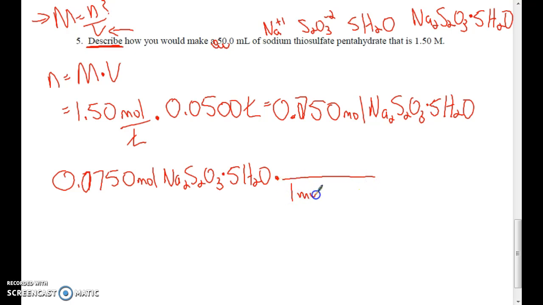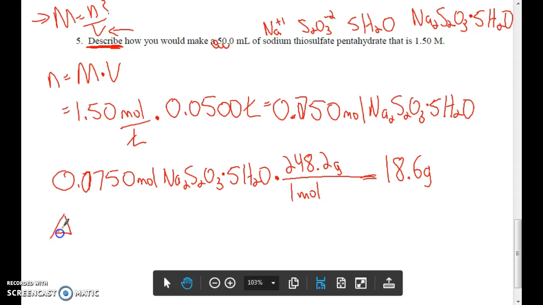1 mole goes on the bottom, so I don't run out of room. I'm not going to rewrite the compound just because it's pretty long. But the molar mass of that, and remember, you include the pentahydrate in the molar mass, becomes 248.2 grams. When you do the math for this, rounding to the right number of significant digits, it's saying you need 18.6 grams of that sodium thiosulfate pentahydrate. So now the description part.